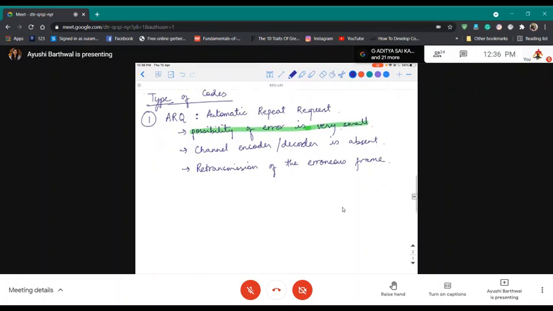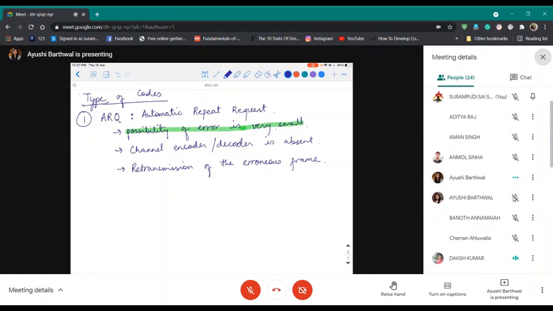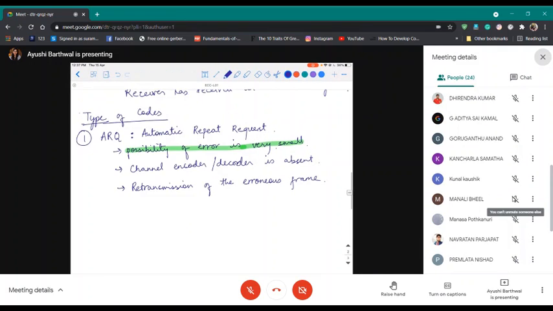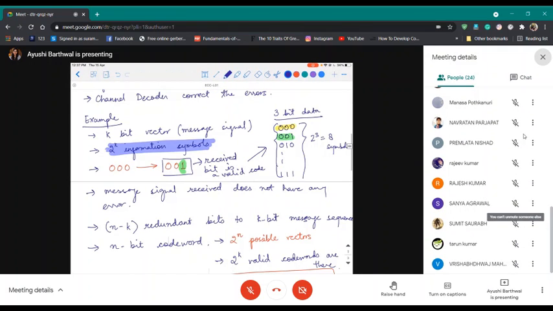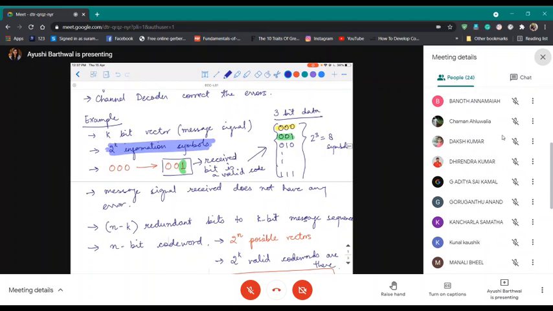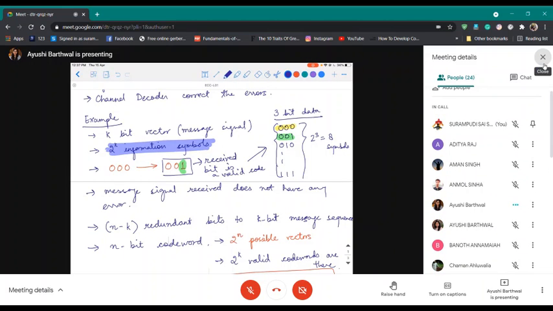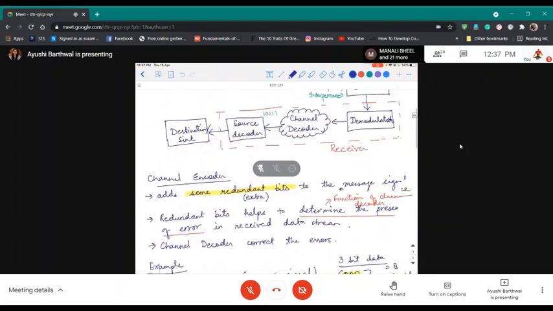The other type of codes are... Ma'am, just before the type of codes, N and K, can you please explain once again? N and K. Yes, ma'am. Your K bit vector. Okay.